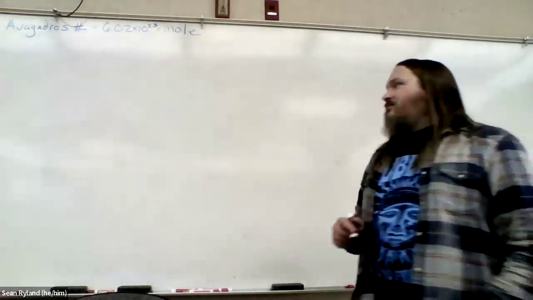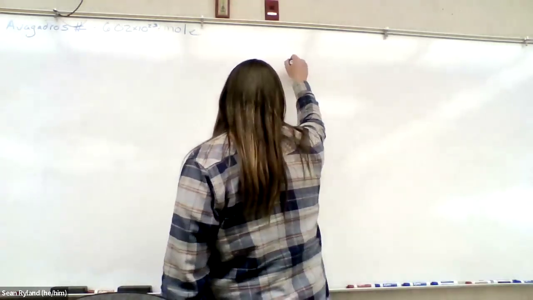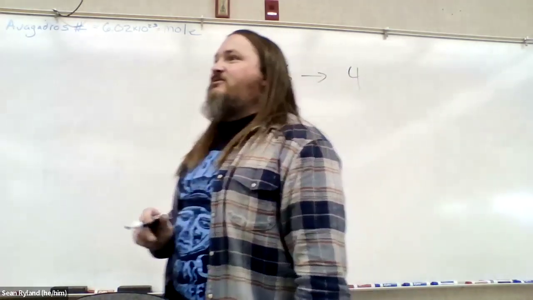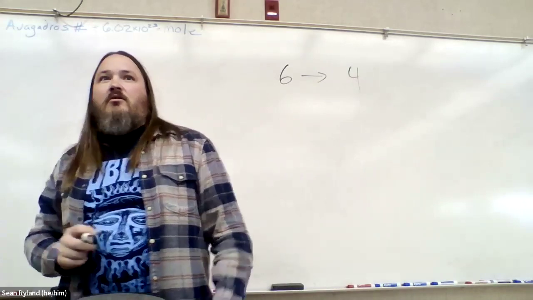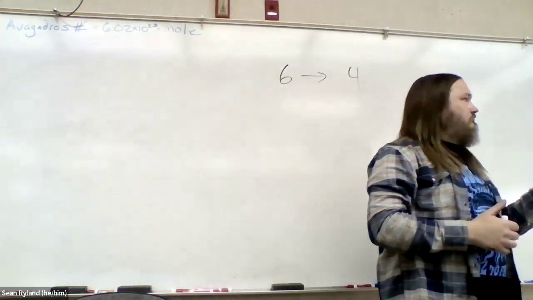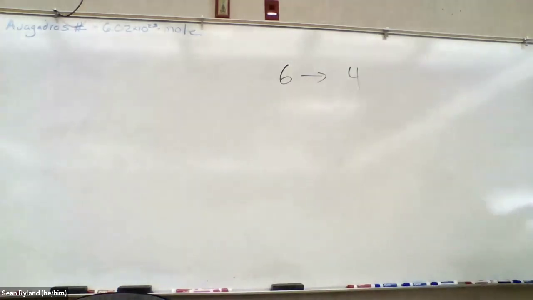First off, though, a point here: because it's a log-based scale, if you change something by 1 pH unit, that's a factor of 10 difference. So if you go from a pH of 6 to a pH of 5, that's 10 times more acidic. If you go from a pH of 6 to a pH of 4, that's 100 times more acidic. Whatever your difference in pH is, 10 to that power.